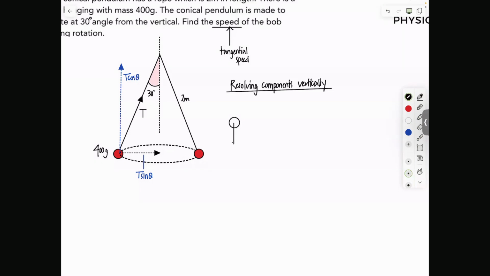The force that's acting downwards is the what of the bob? The weight. W equals mg. And what's the force that's keeping it from falling down? The vertical force, which is what? T cos theta. Do you understand? That's what's keeping the equilibrium.